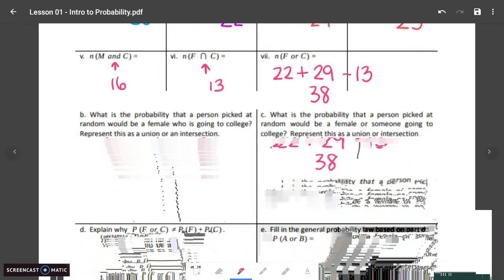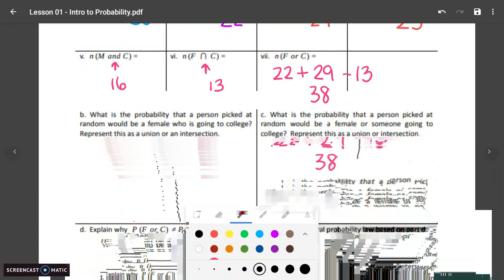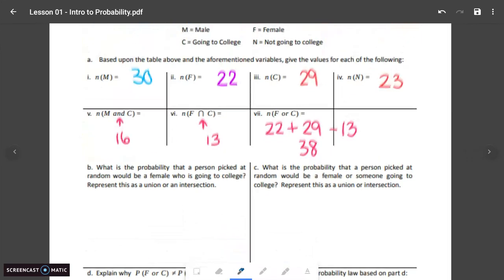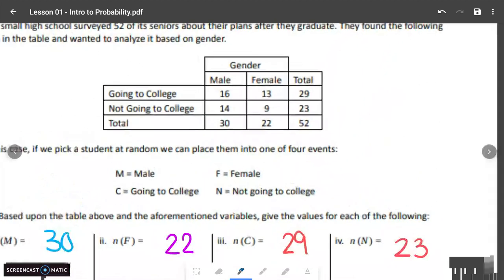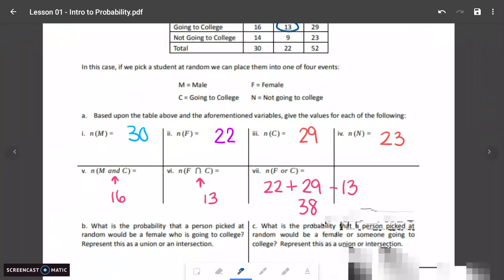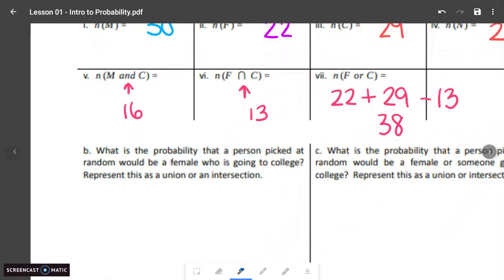Okay, now here's where it changes, because now we're actually doing the probability. What is the probability that a person picked at random would be female and going to college? So the probability of this, a female who is going to college, is in this spot here, but the probability is out of the total amount of people surveyed. So 13 out of 52.